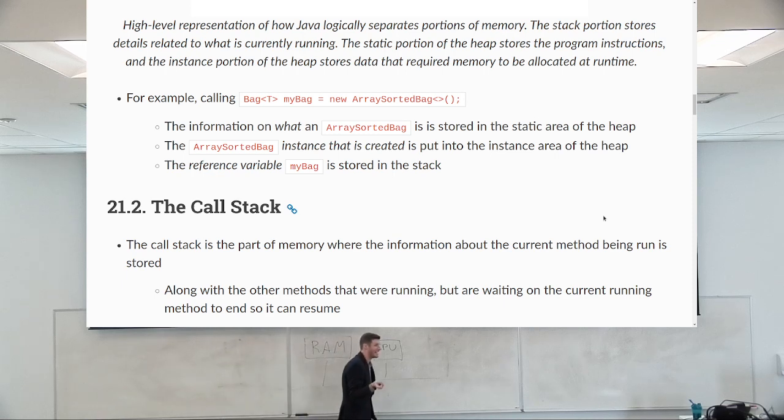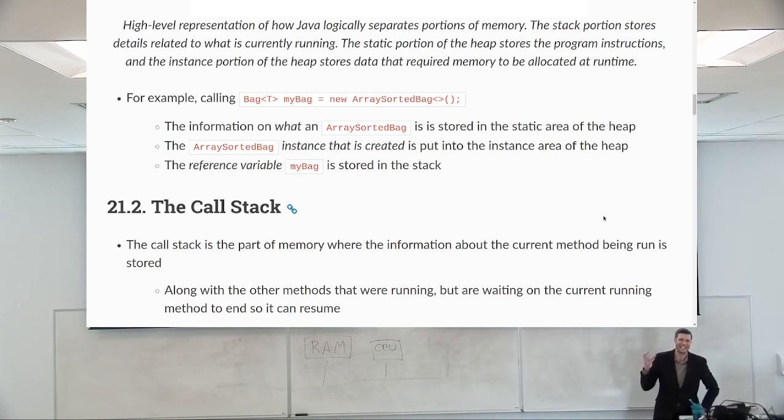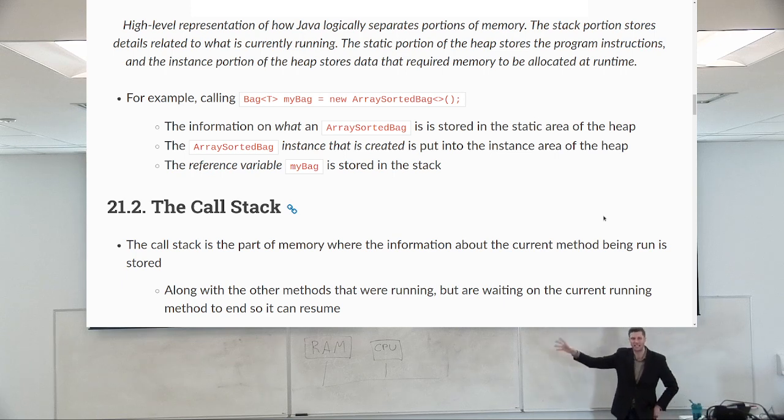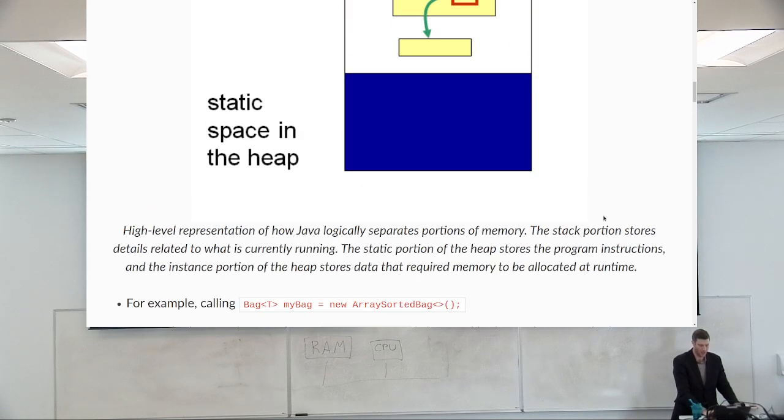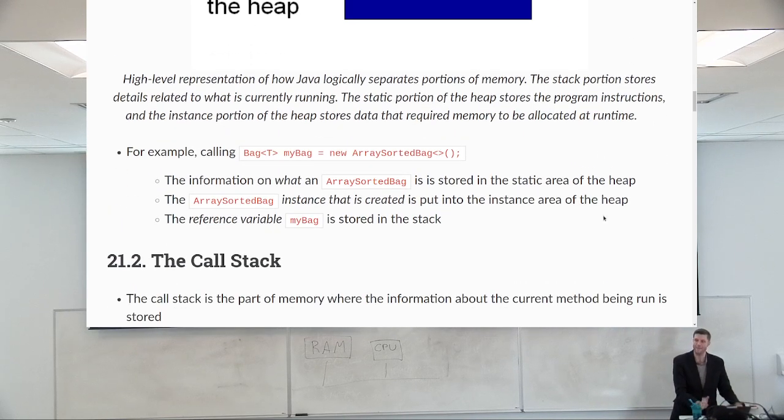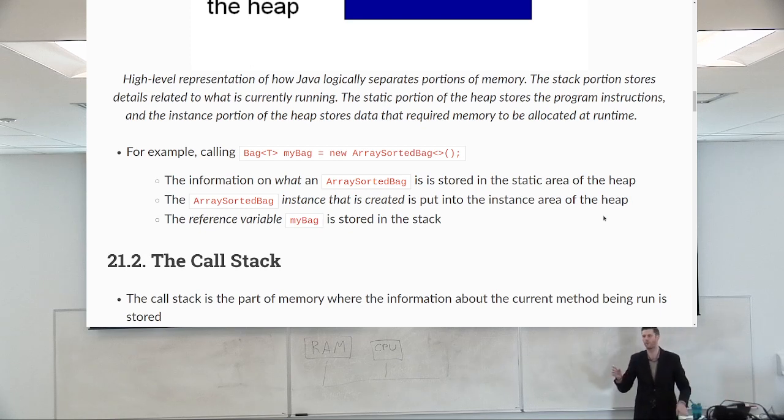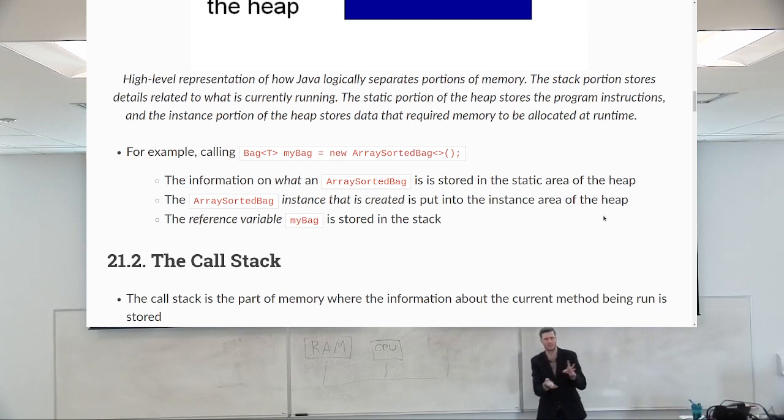The instance of the ArraySortedBag is created and put in the dynamically allocated instance part of the heap, that big chunk in the middle in that figure. But the reference variable myBag is stored in the stack part. It'll be stored in whatever method it existed in.